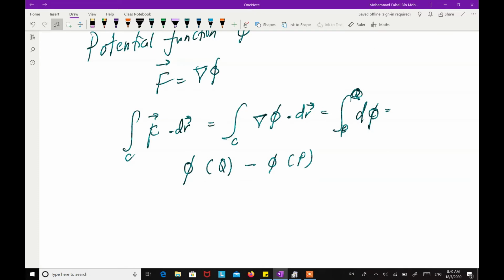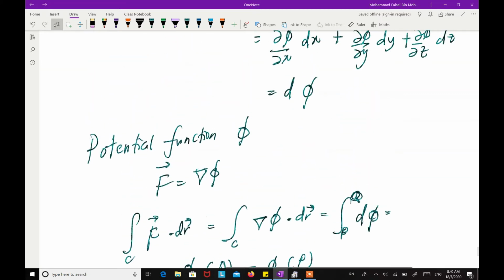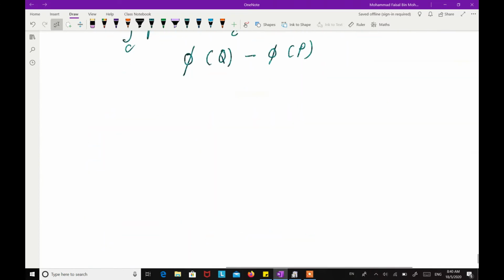So the above result shows that the exact form of curve C does not come into play. That is, how we go from P to Q does not matter. In other words, the line integral of a conservative field is independent of path. Therefore, an alternative way of evaluating a line integral of a conservative field is to use any convenient and simple path, for example, a line segment from P to Q. Okay, so phi is the potential function.